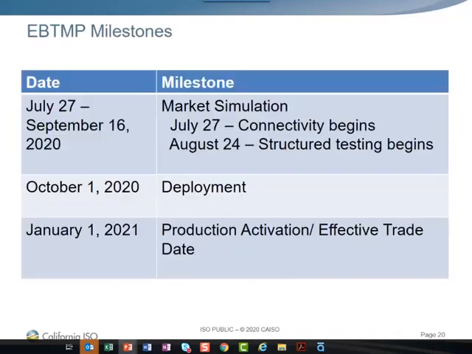So where do we go from here? Well, the milestones are coming up, of course. On July 27th, we're starting our market sim, so connectivity is going to begin on July 27th. And then the actual structure testing for this initiative will begin August 24th. This is going to be deployed on October 1st, but it's going to be effective January 1st. So when you hear that it's deployed October 1st, that doesn't mean that's when it's actually starting to be used. That will be January 1st, 2021, along with the market timeline transformation changes.